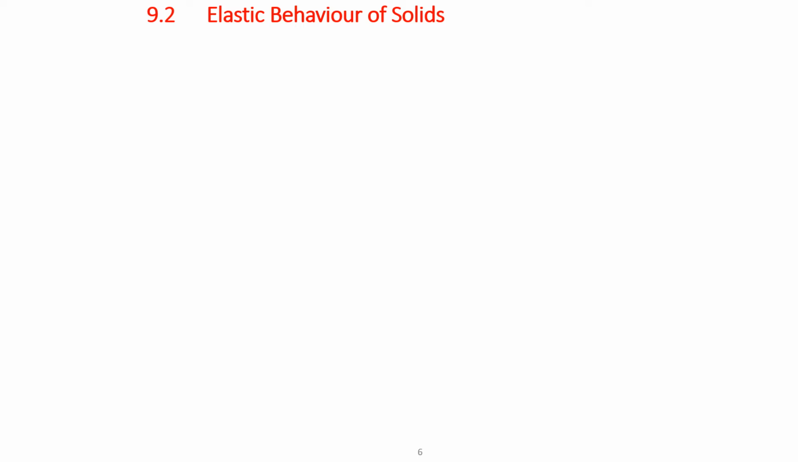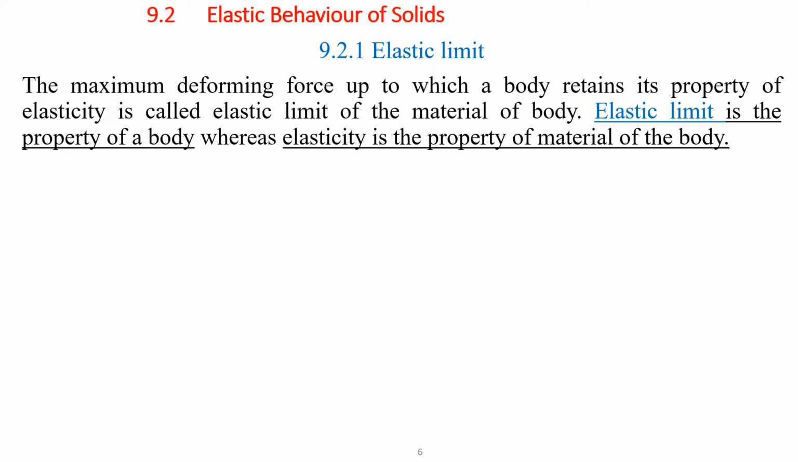Elastic behavior of solids. We will define some additional characteristics of elastic and plastic materials. The first one is elastic limit. The maximum deforming force up to which, please note, a body retains its property of elasticity is called the elastic limit of the material of the body. So, elastic limit is the property of the body, whereas elasticity is the property of the material of the body.